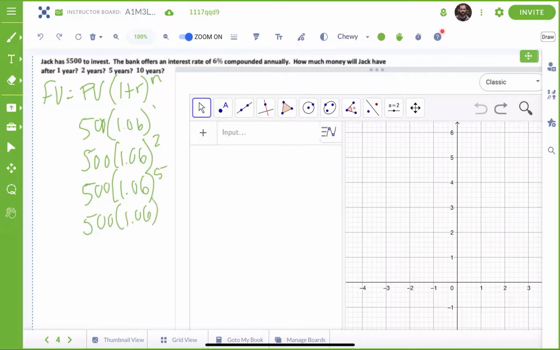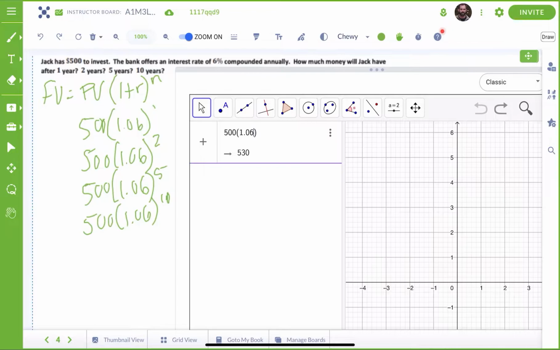Okay. So what I'm going to do is I'm going to come over here in this graphing calculator and type in the formula to get our future value. So we have 500 times 1.06, and that's going to be to the first power, so just our simple 1 there. And we get 530, okay? So he's going to have $530 after the first year.